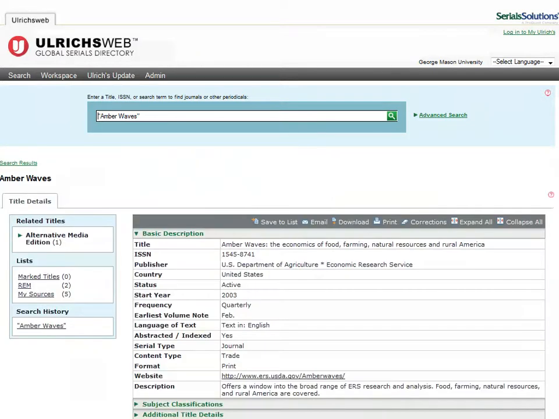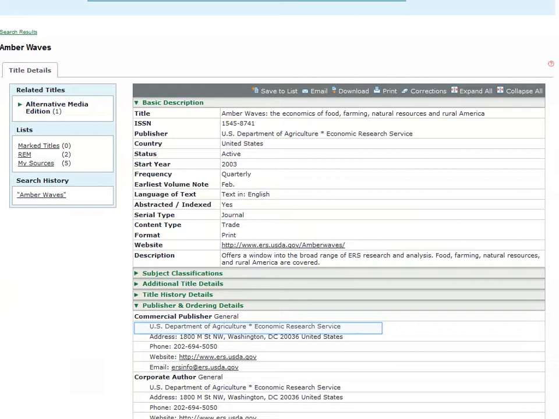The next important thing to note is the publication type. Depending on your field, you may need to limit your choices to scholarly or even peer-reviewed journals. You will see in this case that Amber Waves is a trade publication and is published by the U.S. Department of Agriculture Economic Research Service. The reputation and professional affiliations of the publisher are important evidence to consider when deciding which journals are the most used and respected in your field.